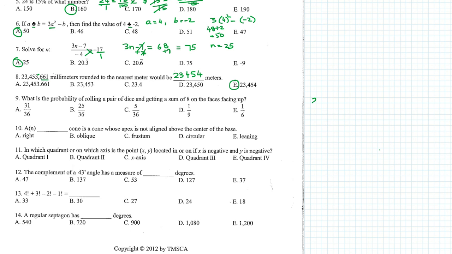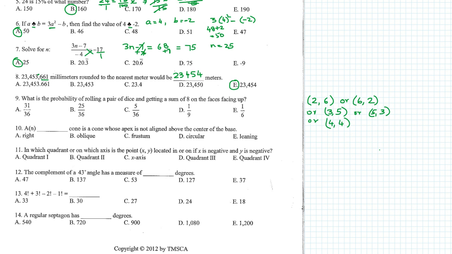If we have 2 on the first dice and 6 on the second dice, or we can have 6 on the first dice and 2 on the second dice, or we can have 3 on the first dice and 5 on the second dice, or 5 on the first and 3 on the second, or we can have 4 on the first and 4 on the second dice. So there are 5 ways how we can get a total of 8.